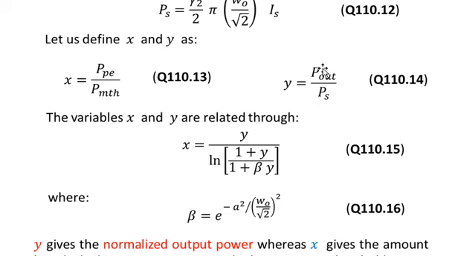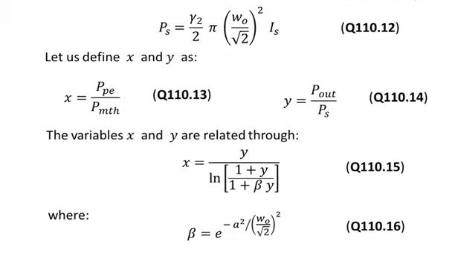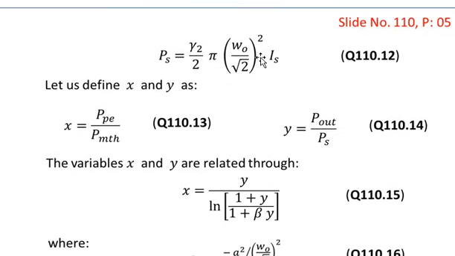So P out is the power output from the source, from the laser, for example, and PS is the saturation power, which has been defined in equation number 12 over here. So x and y are two dimensionless quantities. The variables x and y are related through this relation.